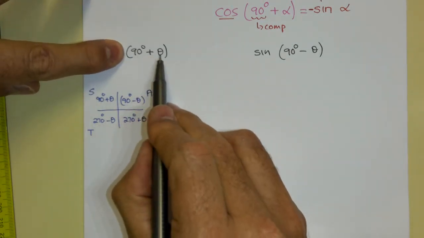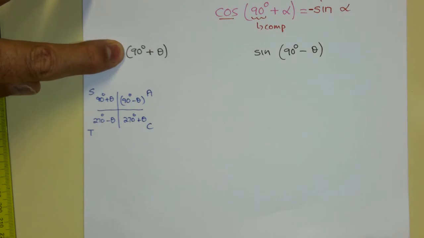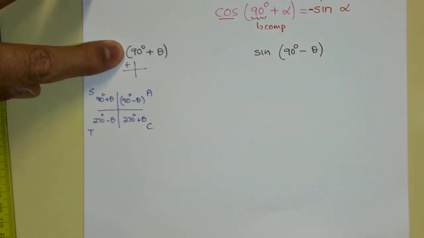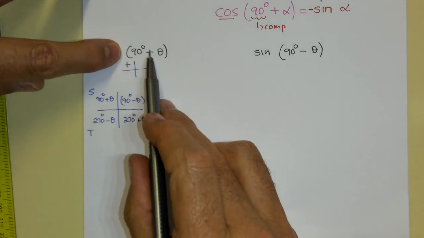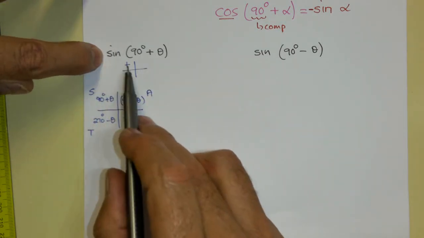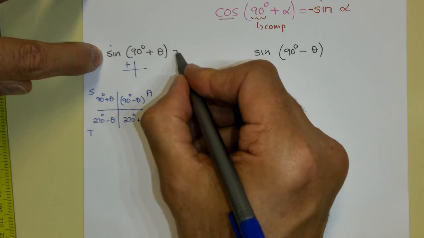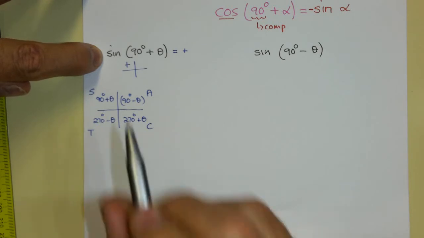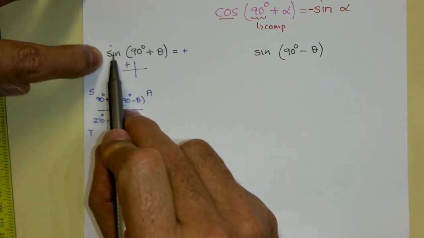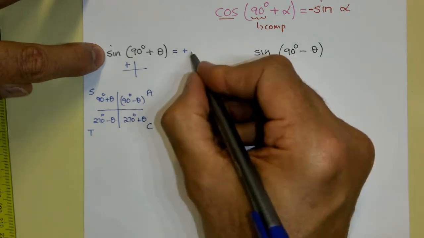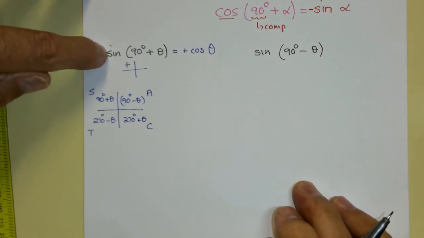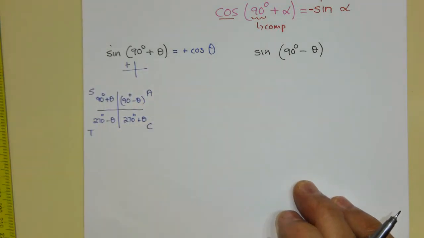For 90 plus theta, you ask yourself, in which quadrant am I? That's the first question. Then you identify, fine, I'm in quadrant 2. Then you ask yourself, what happens to the ratio sine in the second quadrant? It is positive in the second. Then you say, what is happening to sine because of the complementary angle? It becomes the cosine of the angle theta. You bring in your complementary ratio.